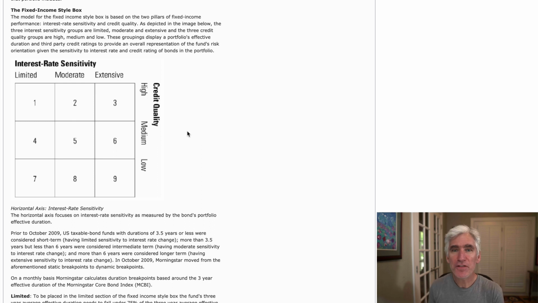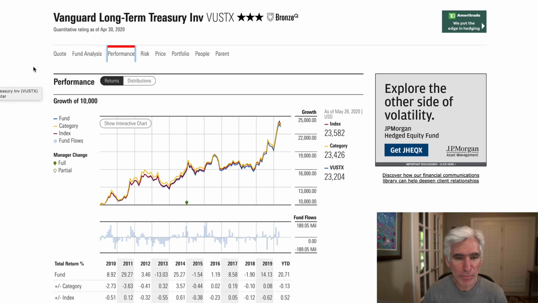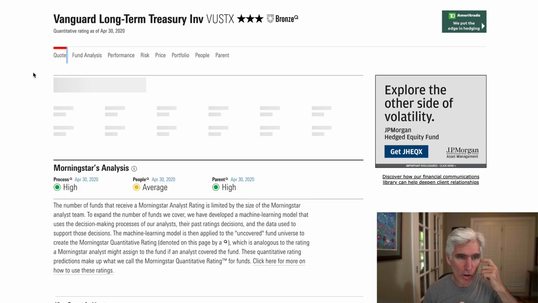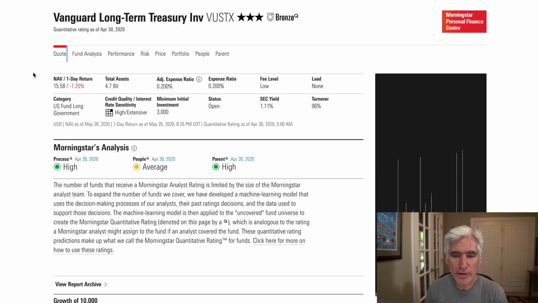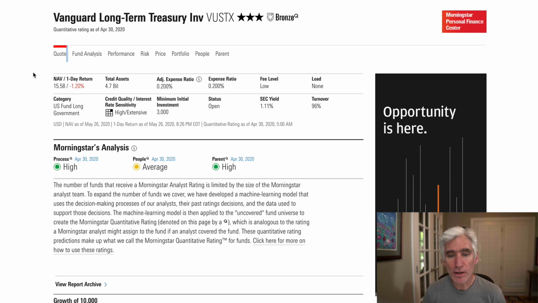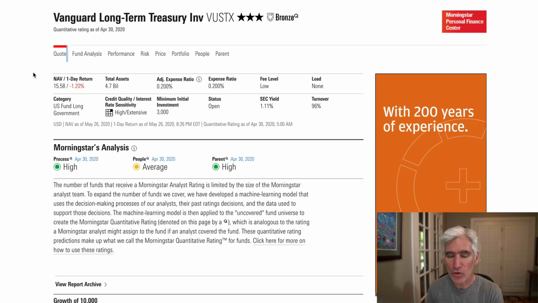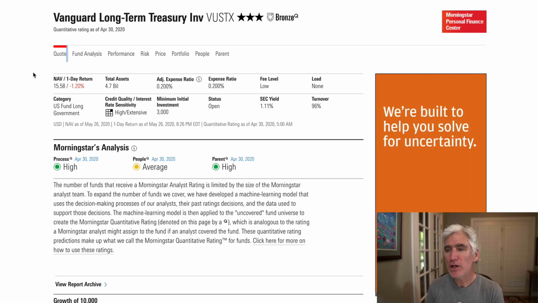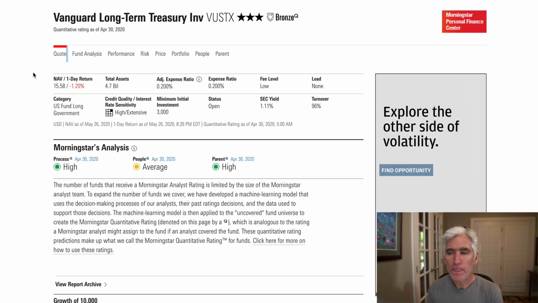All right, enough of the theory. Let's actually look at some examples. I want to begin with a Vanguard fund. I've just brought it up. It is the long-term Treasury. So Treasury means it's a U.S. government bond fund, so this invests in U.S. government bonds. We would expect the credit quality to be sterling, so we would expect the top row to be filled in. And since it's a long-term bond, it's going to be very sensitive to interest rates, so we would expect the far right column to be filled in.